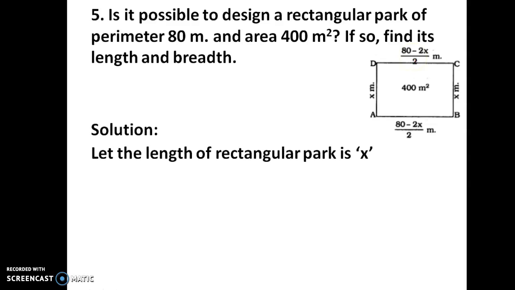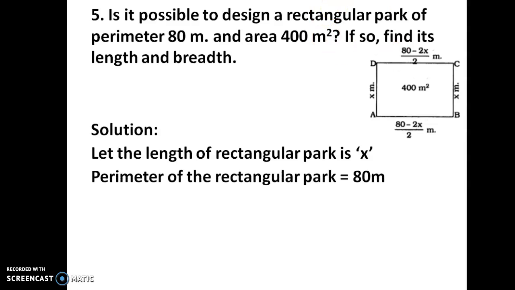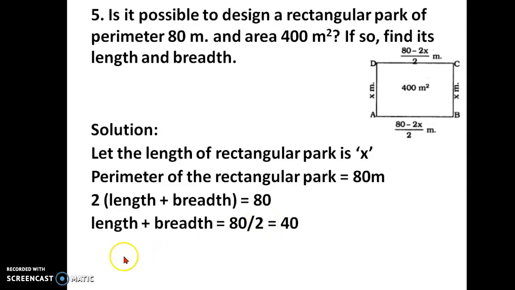So let's take length as x and perimeter is 80 meter. Okay. So formula for perimeter is 2 into L plus B. That is given as 80. So you can write like this: length plus breadth equal to 80 divided by 2. This 2 I have brought to the RHS. So 80 divided by 2, you will get 40 here.